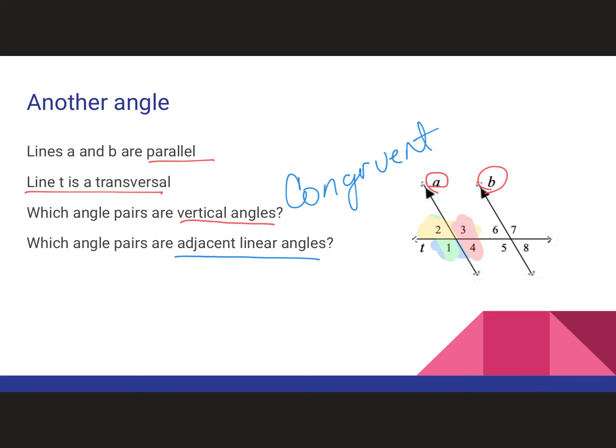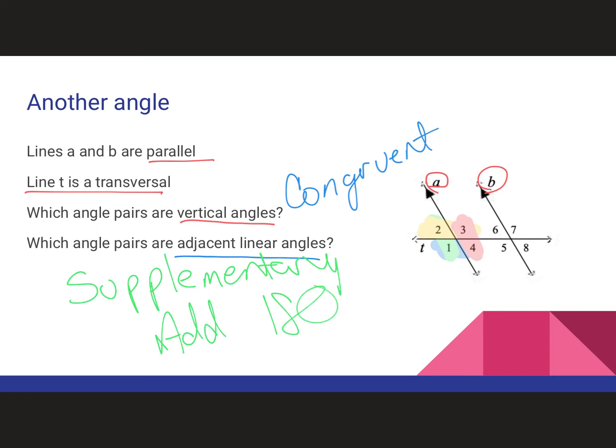What do we remember about adjacent linear angles? So adjacent linear angles are supplementary. That means they add up. Supplementary. That means they add to 180 degrees. So angles 1 and 4 would, angles 5 and 6 would, angles 7 and 8 would. Any angles that together make a line.